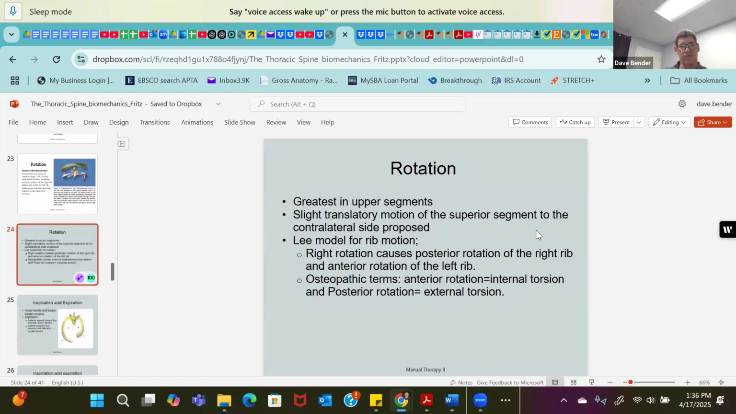And again, we have rotation. We'll talk about greatest rotation in the upper segments, compared to the middle segments. The TL junction will give us the most rotation. It's a joint designed to give us rotation. Again, right rotation causes posterior rotation of the ribs. And again, these are just some other general terms in there.